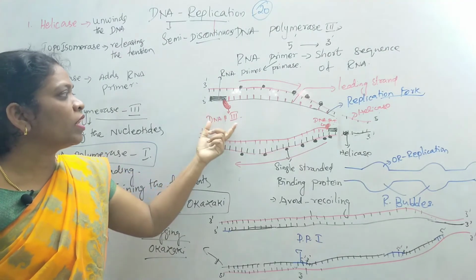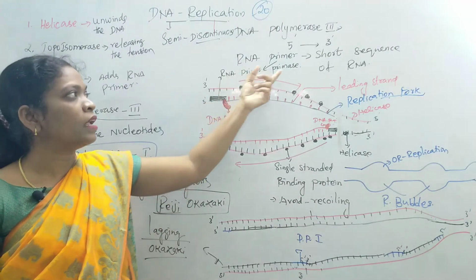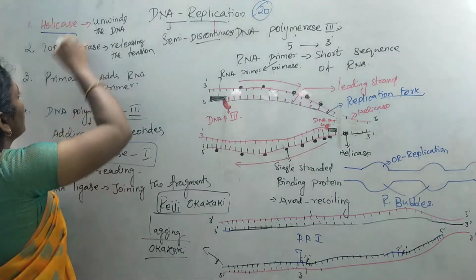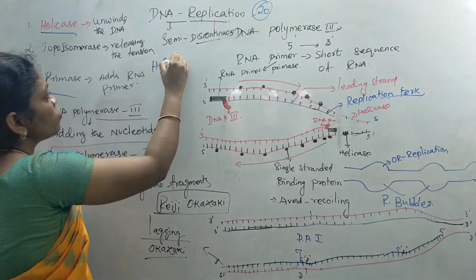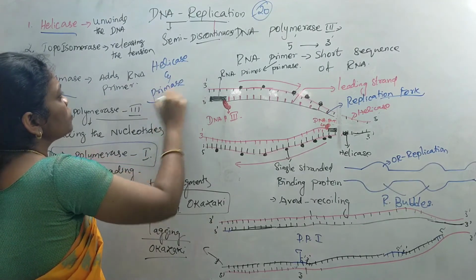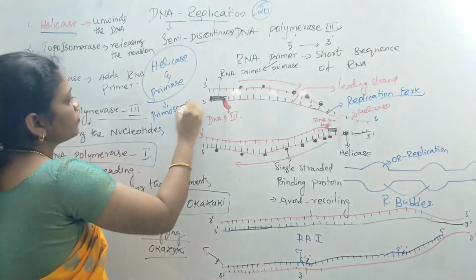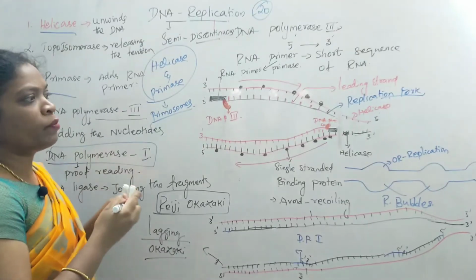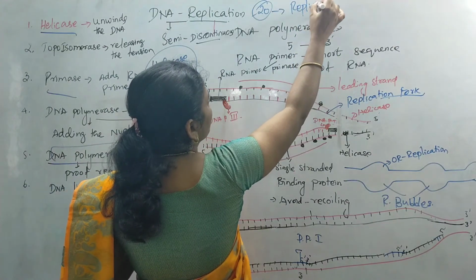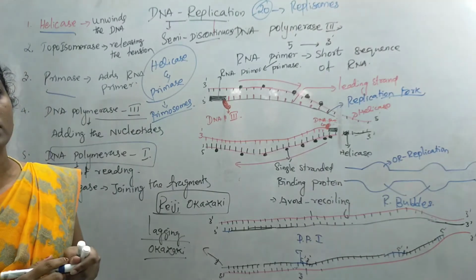So what happens here? We need an RNA primer. This RNA primer sequence is made possible by the RNA primase enzyme. The helicase and primase together are known as the primosome. The 20 different types of enzymes or proteins which take care of replication are known as the replisome.